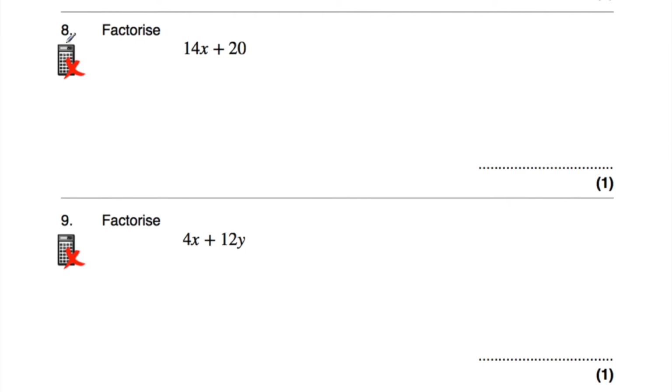Okay, let's have a look at question number 8. So question number 8 says factorise 14x plus 20. So 14x and 20 are both divisible by 2. And actually, that's the highest common factor that I can think of for 14x and 20. So let's do 2, then open up our brackets and divide both of the terms by 2. So 14x divided by 2 would be 7x. And then we've got our plus sign. And then 20 divided by 2 would be 10. So the answer would be 2, open brackets, 7x plus 10, close brackets.